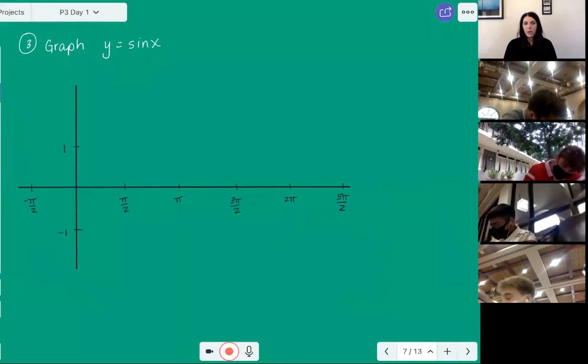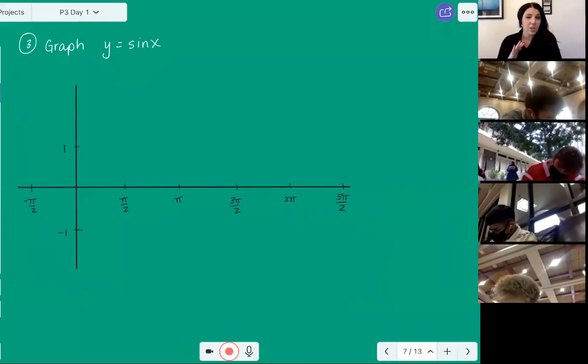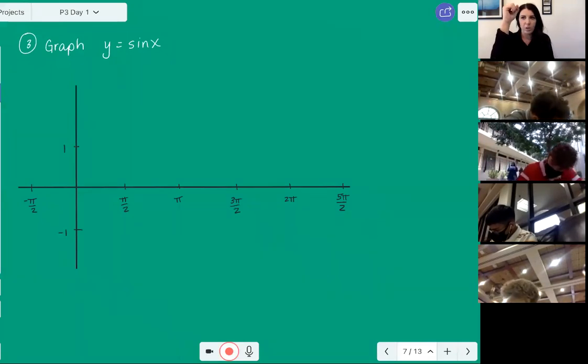So I want us to think about the sine values. Now we're thinking about our unit circle again, but we're thinking about all the y coordinates. Think about how much the y coordinate is when I'm at 0? How much is the y coordinate when I'm at pi over 2? How much is the y coordinate when I'm at pi? See if you can fill out some of those. I'm going to call on some of you shortly.